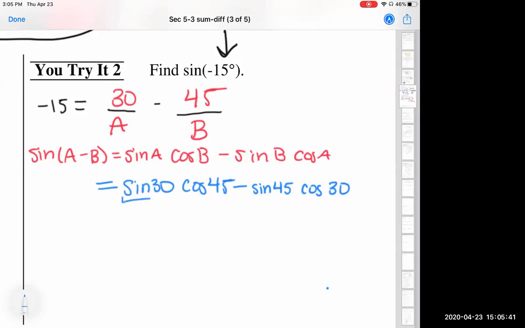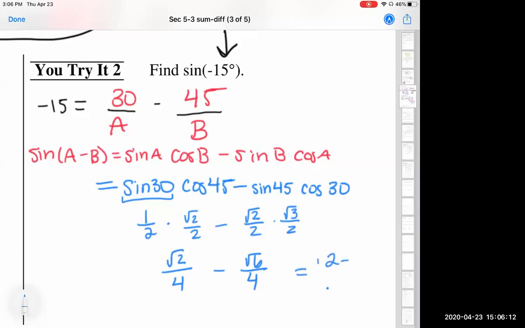Okay, sine of 30, at 30, sine is 1/2, times cosine of 45, the square root of 2 over 2, minus sine of 45, square root of 2 over 2, and cosine of 30, that gives us square root of 3 over 2. Let's multiply. We're left with square root of 2 over 4 minus square root of 6 over 4. So our answer is square root of 2 minus square root of 6 over 4.